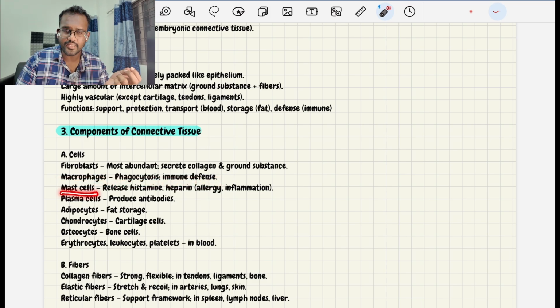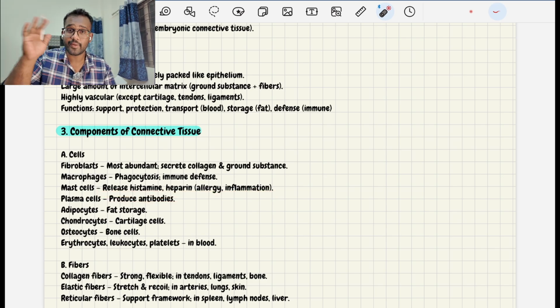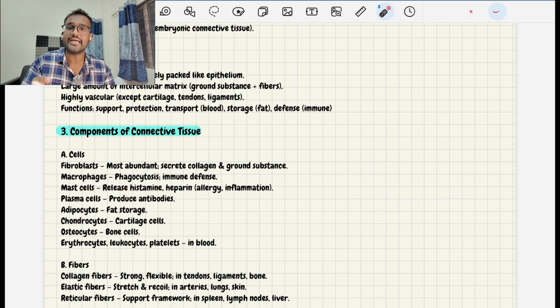Then we have mast cells. Mast cells release histamine, heparin, causing allergic inflammatory reactions, as I have explained in my past marathon series also. These histamines are the reason for the allergic reaction. Whenever a particular allergen enters the body, abnormal histamine is released. This abnormal histamine contracts the trachea, and it will start releasing a lot of mucus from the nose, or other kinds of reactions will happen through these histamines.